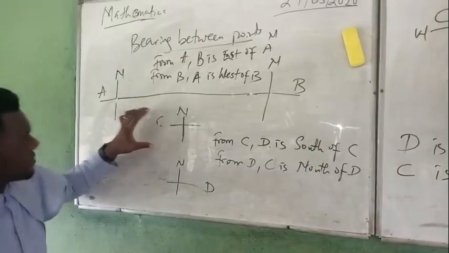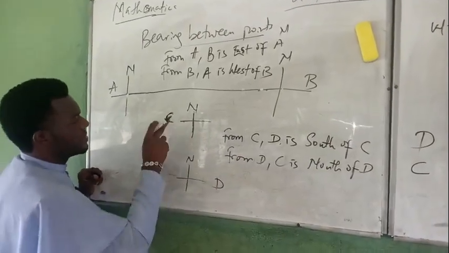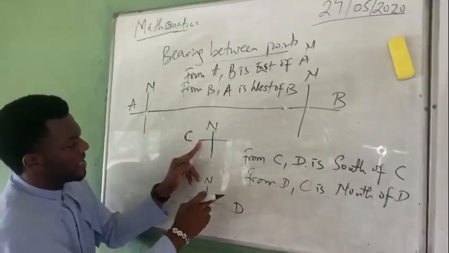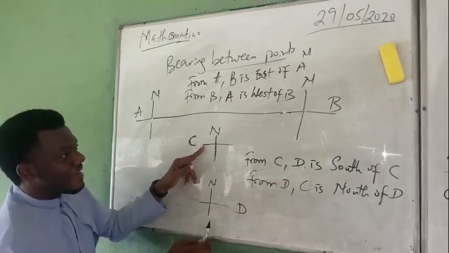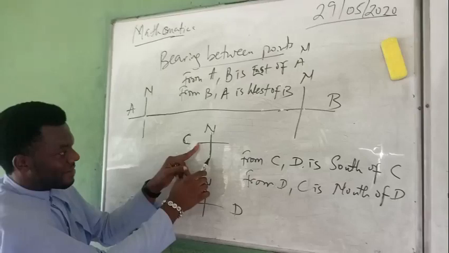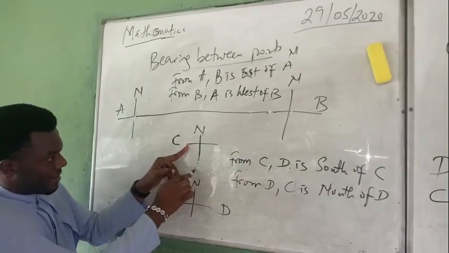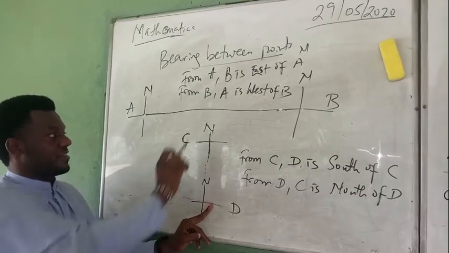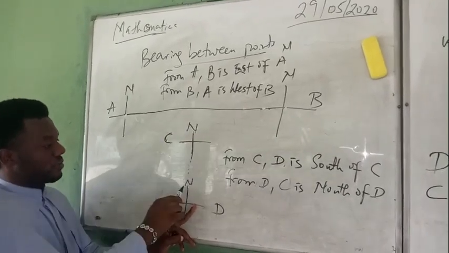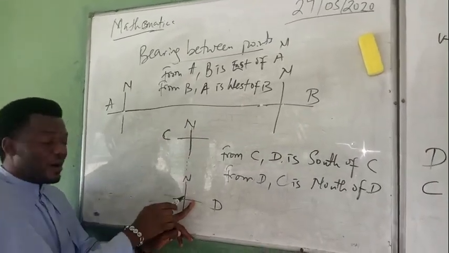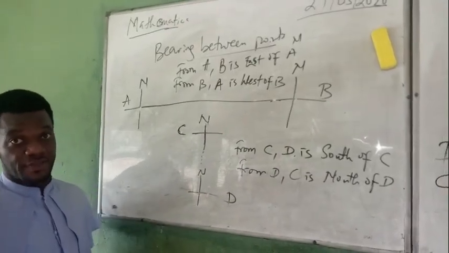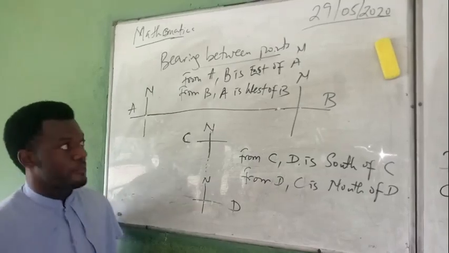Then looking at these two points, C and D. From C, D is south of C, so it's located at the south of C. But from D, C is north. C is at the north of D. So that's all about the cardinal directions between two points.